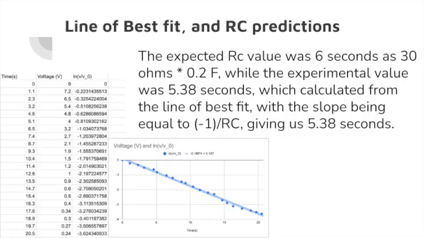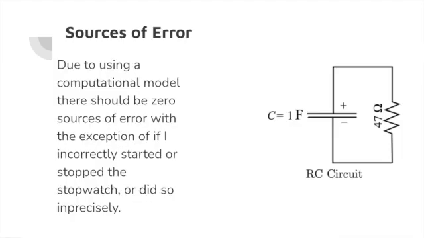Line of best fit and RC predictions. The expected RC value was 6 seconds as 30 ohms multiplied by 0.2 F, while the experimental value was 5.38 seconds, which was calculated from the line of best fit from our model, with the slope being equal to negative 1 divided by RC. Taking the negative reciprocal gave us 5.38 seconds.